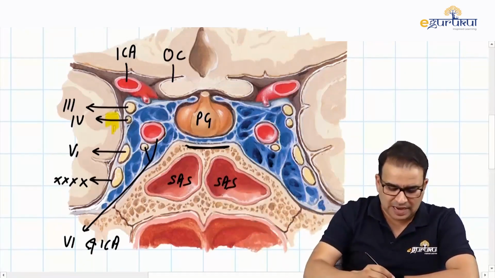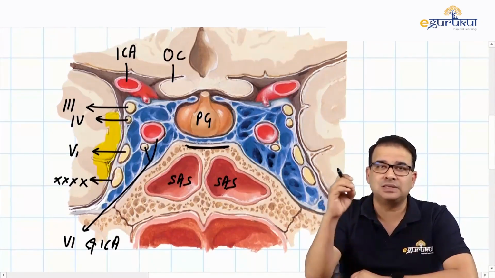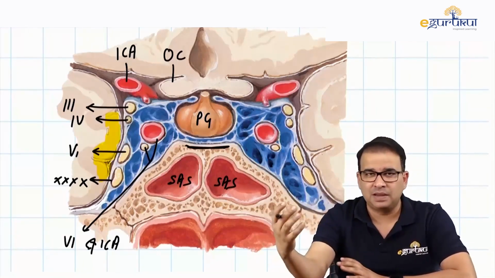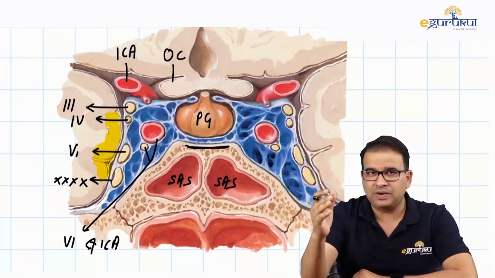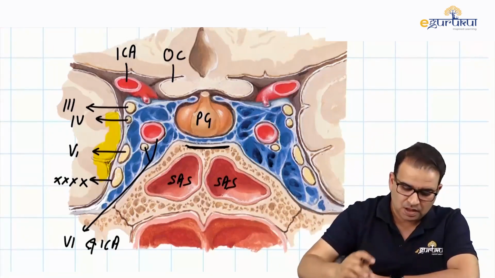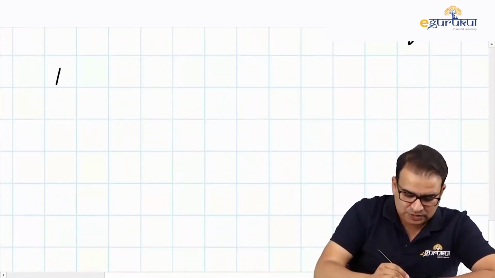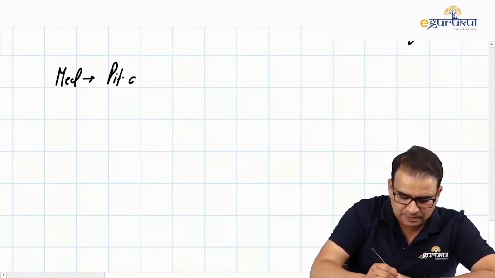Now, if you look at this gyrus here, guys, the gyrus that you see on the lateral side of cavernous sinus is called the uncus. It's a part of cerebrum. We'll discuss it in neuroanatomy. Uncus is the primary olfactory area, and that primary olfactory area is present just lateral to the cavernous sinus. So let's write down these relations before we go any further. Starting with the medial relation is the pituitary gland.